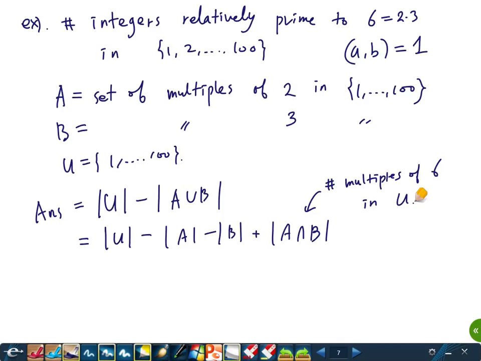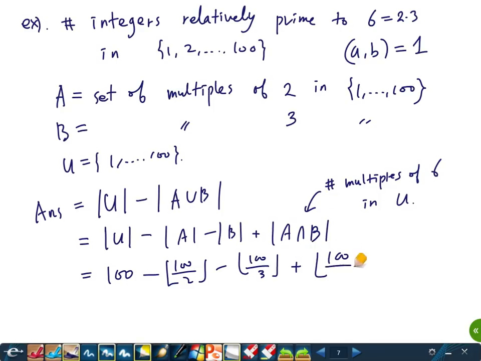The number of multiples of something is easier to compute because all we need to do is division. The cardinality of U is of course 100. The cardinality of A, the number of multiples of 2 in 1 up to 100, is floor of 100 over 2, which is 50. The number of multiples of 3 is floor of 100 over 3. And the number of multiples of 6 is floor of 100 over 6. Then you know how to compute this. You get 67.